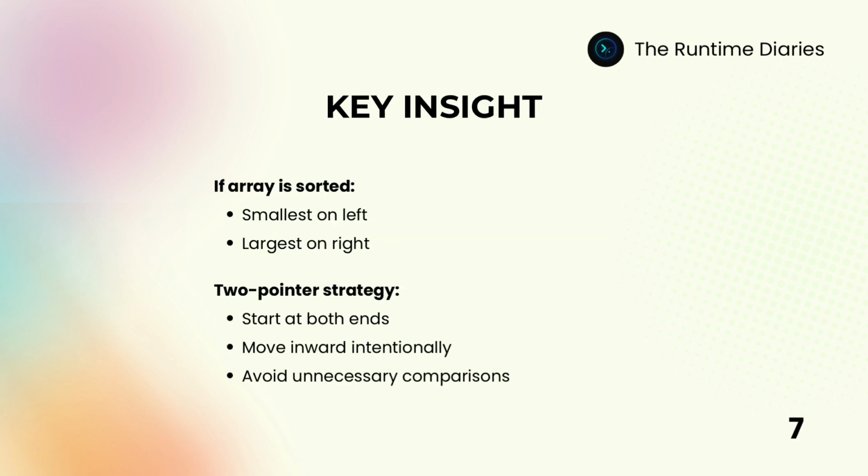Here's the breakthrough. If we sort the array, the smallest values are on the left and the largest are on the right. Now we can use two pointers, one at the smallest value and one at the largest. Depending on the sum, we move one pointer or the other. This transforms the problem from random guessing to guided exploration.